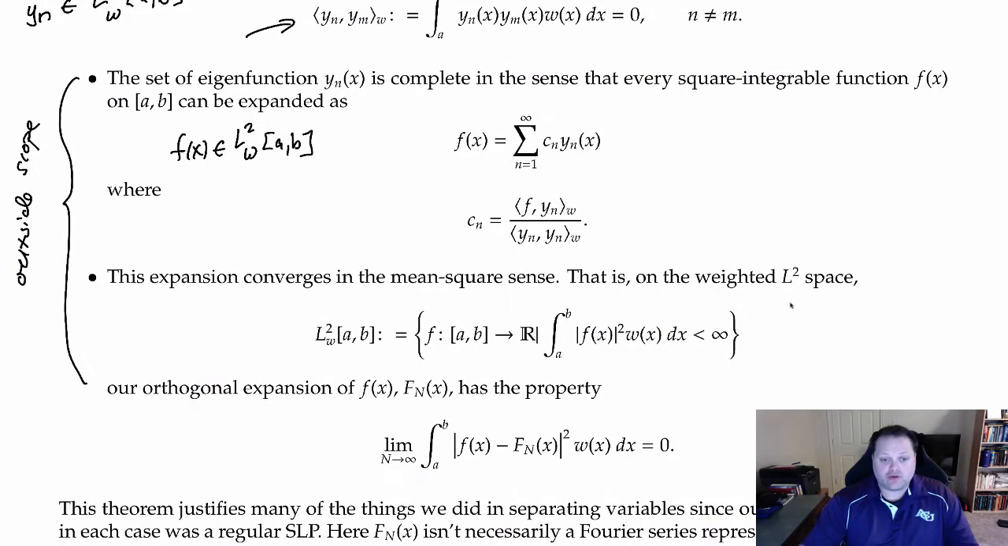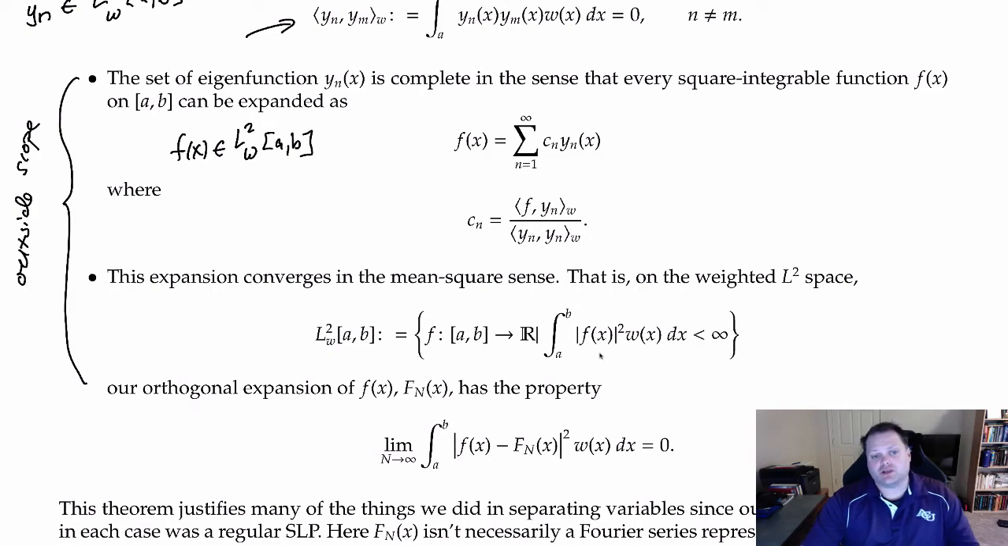And then finally, you have the function here. This is what it means for f of x to belong to this space, is that it's a function from AB into the real numbers such that this integral converges. So you can have some gnarly looking functions here, but if your weight function cancels out the bad part of f of x, you can actually get the integral to converge.